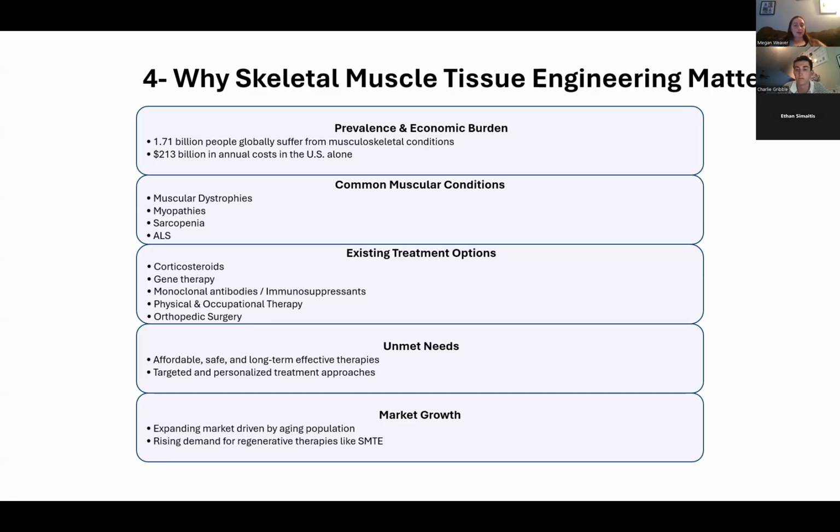With the global population aging and demand for better treatment increasing, the musculoskeletal therapy market is growing rapidly. This makes it a vital time to invest in and explore innovative approaches like skeletal muscle tissue engineering, which could reshape how we treat these conditions.